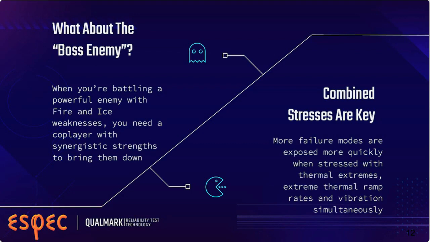Well, the same thing happens when you're working with stresses and environmental stress screening. Very often, the ability to combine stresses is the key to finding the defects that you need to find in the amount of time you have to find them. In general, thermal and vibration stresses are synergistic, and they will drive out failure modes more quickly than either one of them can alone, and find failure modes you can't find by using either one of those stresses alone.